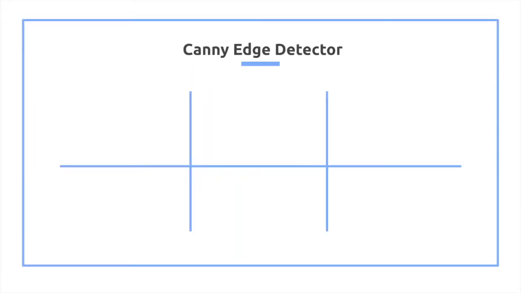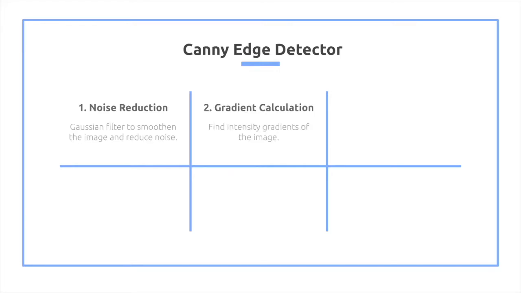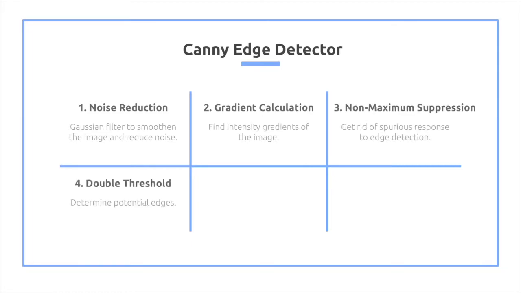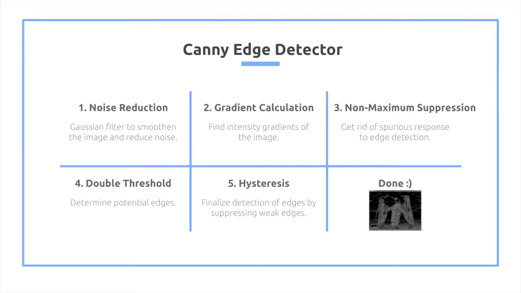There are 5 steps associated with the Canny Edge Detector. The first one is noise reduction. The second one is gradient calculation. The third one is non-maximum suppression. The fourth one is double thresholding. And the fifth one is hysteresis. After that, we're done and we have all our edges from our image. So let's go through each one right now.